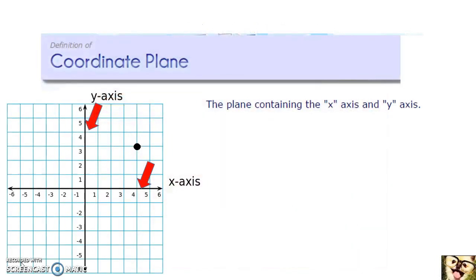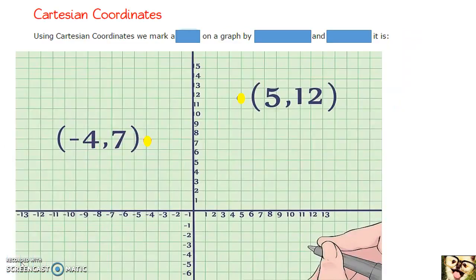Today we're talking about the coordinate plane. It has a y-axis that goes up and down, vertical, and it also has an x-axis, which is the horizontal. We use this coordinate plane, or Cartesian coordinates, to mark a point on a graph. That way we can find out how far along we moved on the x-axis and how far up or down we moved on the y-axis.